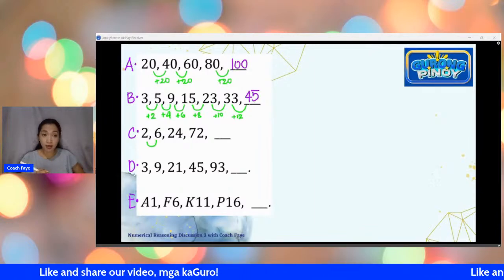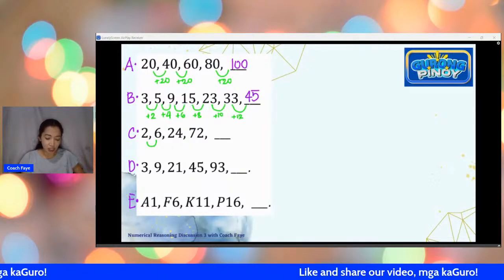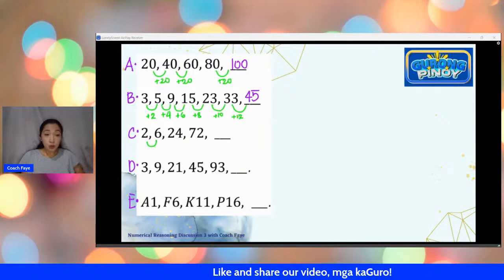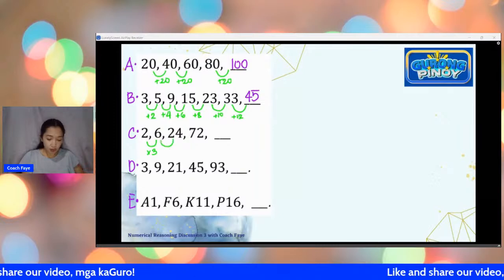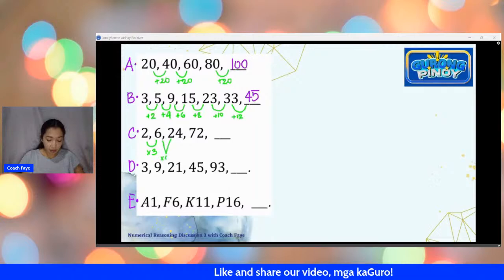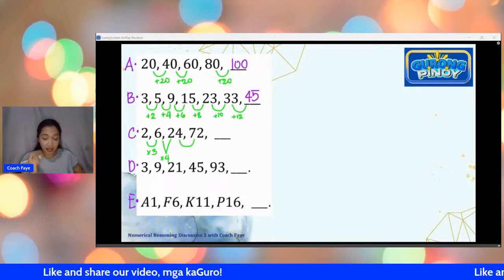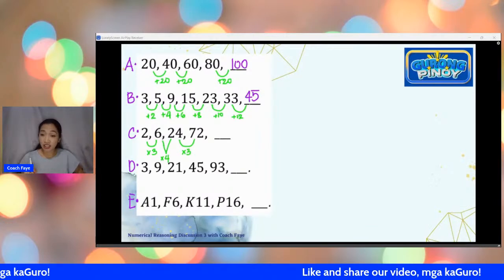If you do something wrong at the start, pwede nyo po siyang makorect as long as nakikita po natin na medyo iba siya. So, 2 to 6, either you add 4 or you can also multiply it by 3. 6 to 24, this is times 4. Tapos 24 to 72, this is again times 3. So as you can see, ano ba yung pattern?